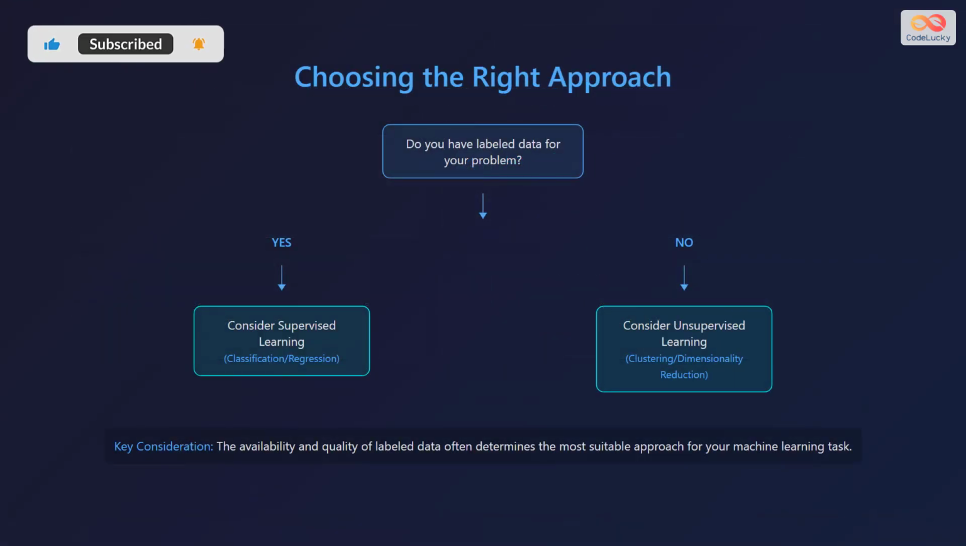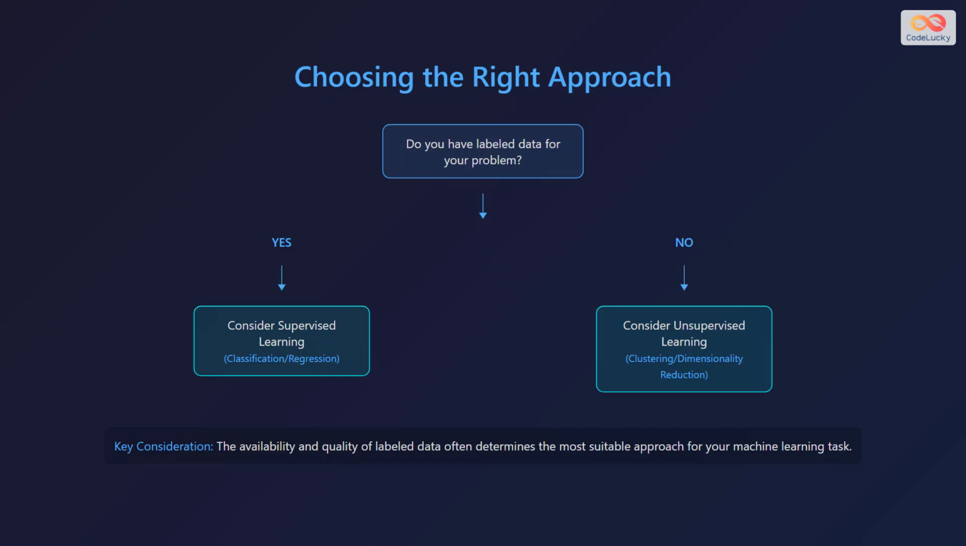Choosing the right machine learning approach depends on the nature of the problem and the available data. If you have labeled data for your problem, where each data point is associated with a known outcome or category, you should consider supervised learning techniques. Supervised learning is suitable for tasks such as classification and regression, where the goal is to predict outcomes or categorize data based on learned patterns from labeled examples.